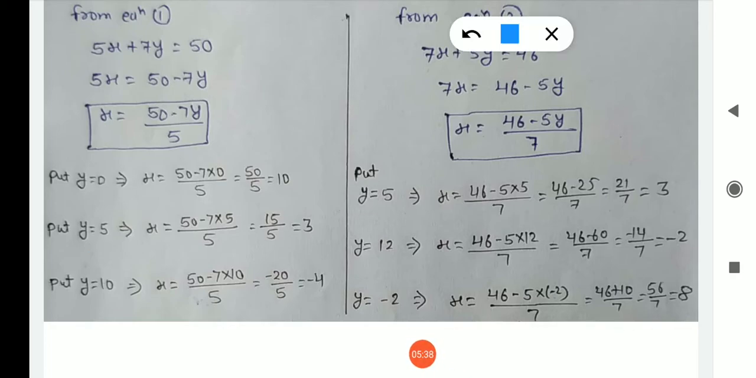Now in the second equation, 7x plus 5y equals 46. So 7x equals 46 minus 5y. So x equals (46 minus 5y) upon 7. Here, first, one more important thing: note that fraction values and decimal values should not be obtained.